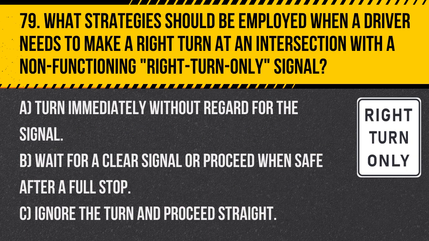Question 79. What strategies should be employed when a driver needs to make a right turn at an intersection with a non-functioning right turn only signal? A. Turn immediately without regard for the signal. B. Wait for a clear signal or proceed when safe after a full stop. C. Ignore the turn and proceed straight.